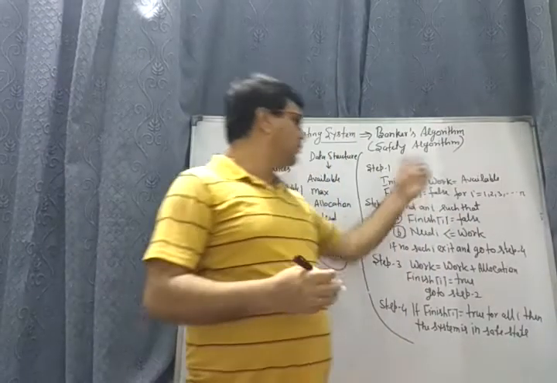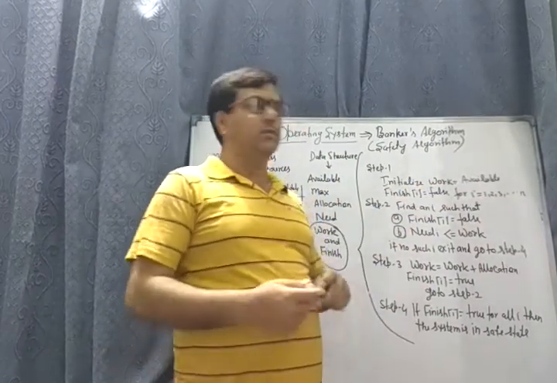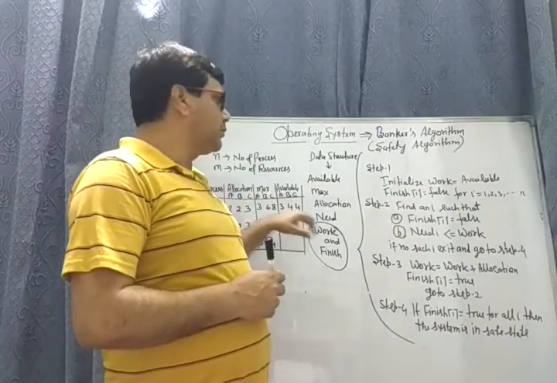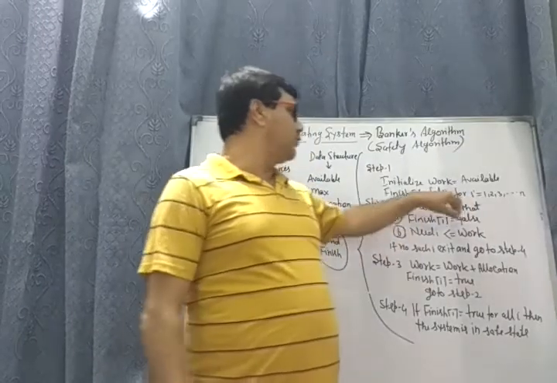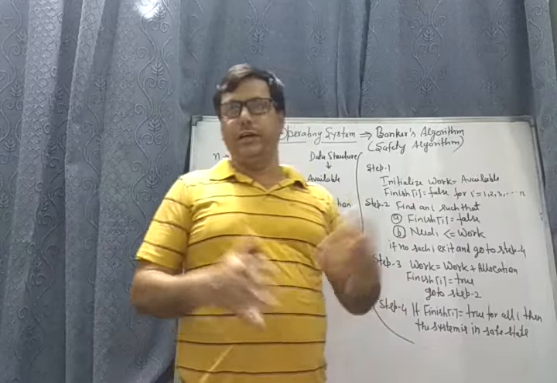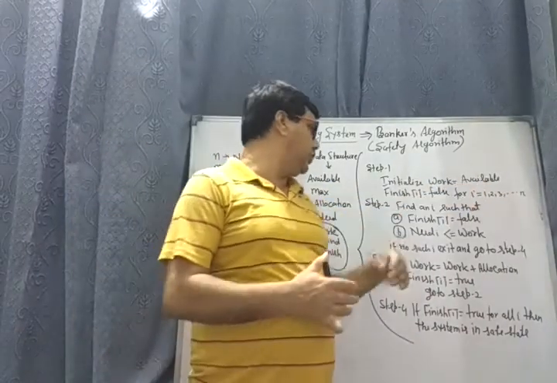Now look here, the safety algorithm. In the first step, we initialize the Work variable with the available number of instances, and Finish[i] is initially false for all i equal to 1, 2, 3, up to n. Here there are three processes, so there are only 1, 2 and 3.